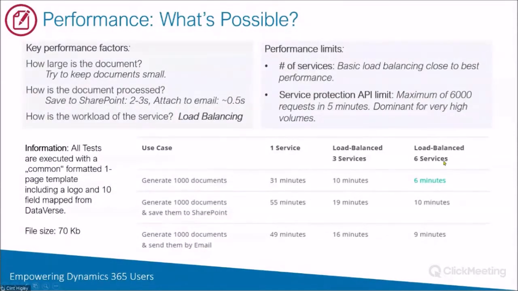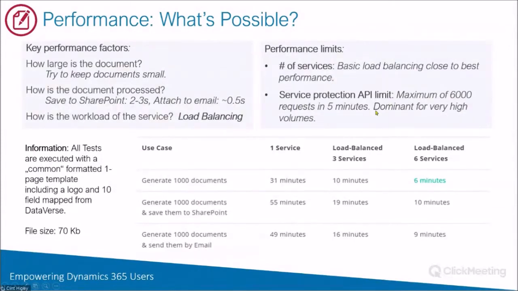But one of the things that we found, we did this test also, what's not shown here, is with 10 load balancing services. And we ran into the service protection API limit issue, right? We're doing a lot of work very, very quickly, but we're running into this service protection API limit very, very quickly. What we found was doing 1,000 documents with 10 load balancing services, it took 6 minutes and 30 seconds.